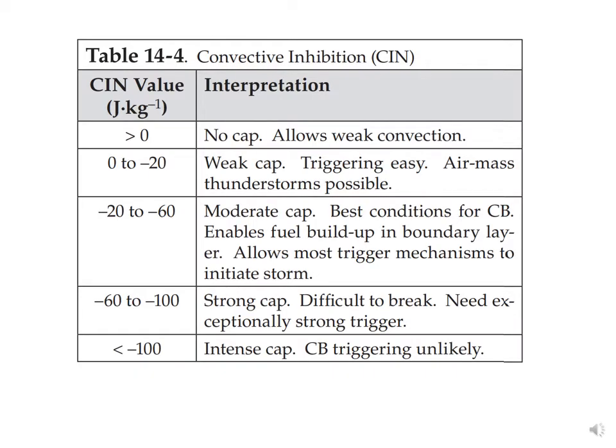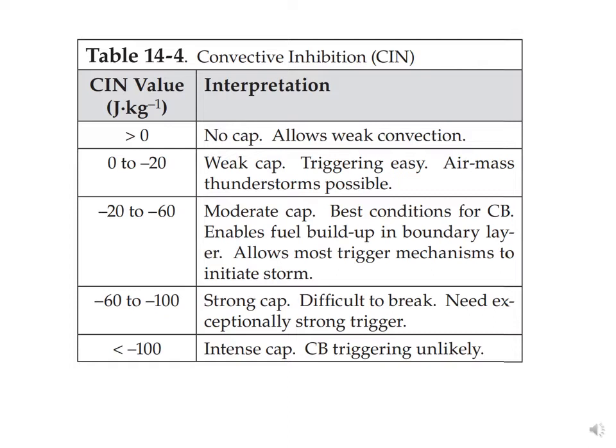So the convective inhibition, like CAPE, has an interpretation. When you have no convective inhibition, a CIN value that's greater than 0, there's no cap, and that is going to allow weak convection. And the more negative the CIN becomes, the stronger the cap. That's great for limiting convection up to a point. The moderate values of the CIN between -20 and -60 is a moderate cap, and those are the best conditions for the cumulonimbus clouds.